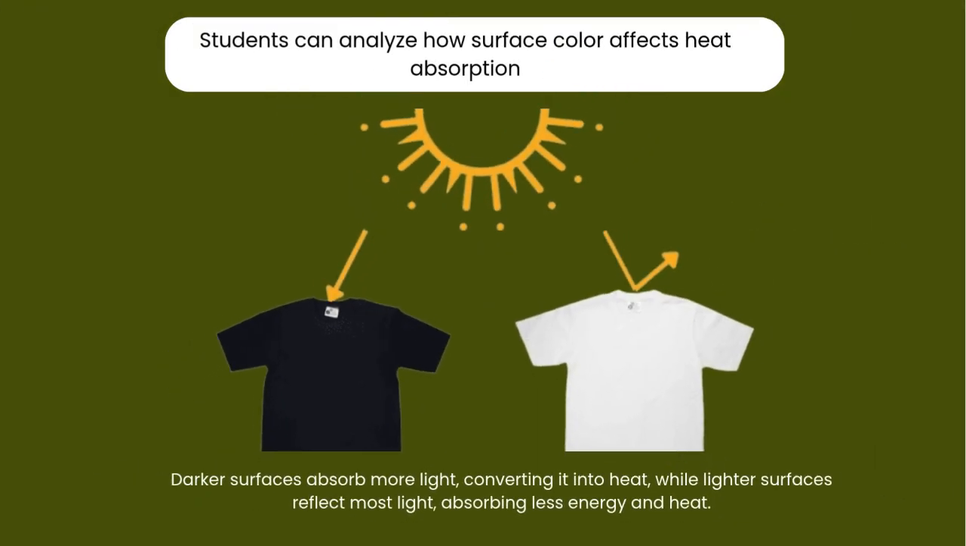And after that, students can analyze how surface color affects heat absorption. Dark-colored surfaces absorb more light and convert it into heat, making them warmer. In contrast, light-colored surfaces reflect most of the light, so they absorb less heat. This is why dark clothing feels hotter when exposed to sunlight.